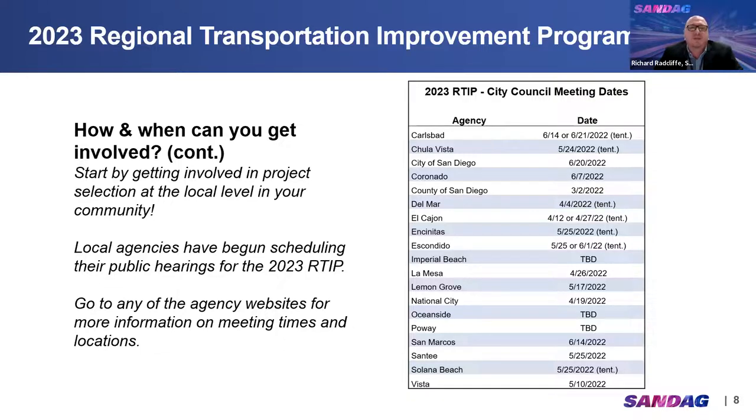Local jurisdictions, as I mentioned, have been scheduling their public hearings for the 2023 RTIP. And as you can see from the list shown on the right-hand side of this slide, we have received a number of dates from the agencies, some are tentative, and some agencies still are TBD. This list will be updated as we continue to receive meeting dates from the agencies. And again, we strongly encourage public participation at these meetings as they are an opportunity to provide comments and feedback on the projects in your community. For more information regarding the exact meeting times and locations, please visit your city's website. Next slide, please.